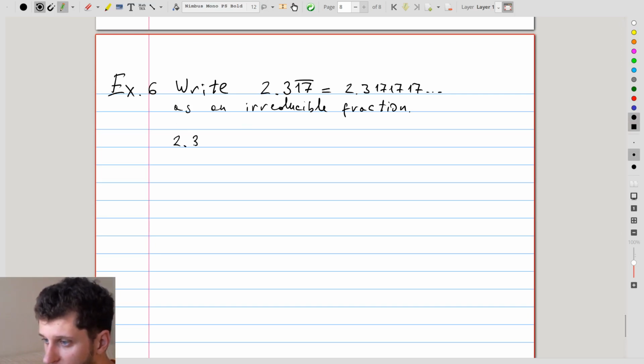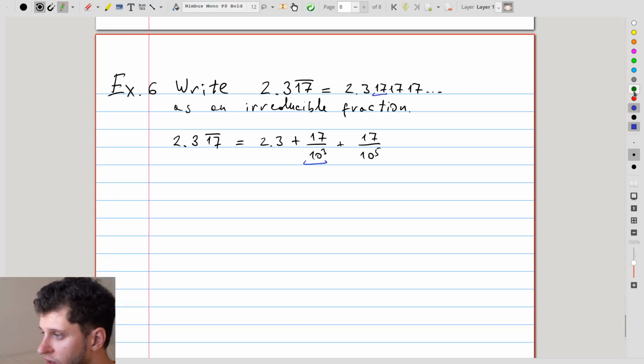We'll write 2.3, 17 repeated as 2.3 plus 17 over 1000 plus 17 over 10 to the fifth. So you see what I'm doing here is the first term captures the first occurrence of 17 in this expansion. The second term corresponds to the second occurrence, and so on. Then I'll have 17 over 10 to the seventh, etc.